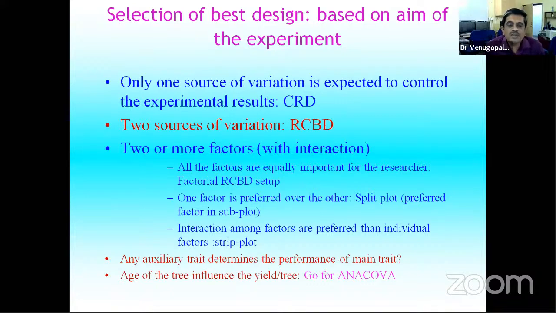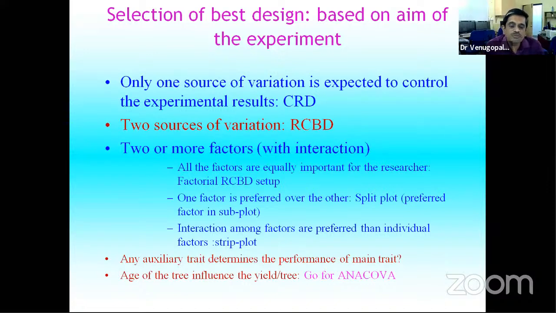Everyone knows that. But when there are more than two factors and we want to study the interaction of these factors, if we want to give equal importance to them, then we go for factorial RBD. Suppose a breeder is trying to evaluate some 10 varieties under three irrigation practices. He is mainly interested in studying varietal performance, so he will want to estimate the efficacy of varieties over the other factor with more emphasis. So he needs to go for split plot.